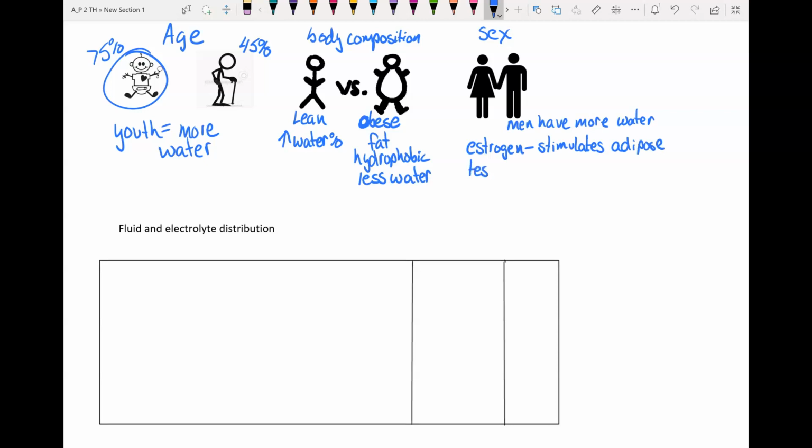Men have testosterone. And testosterone stimulates muscle growth. And muscle is very high in water. So the more muscle you have, the higher your water percentage.